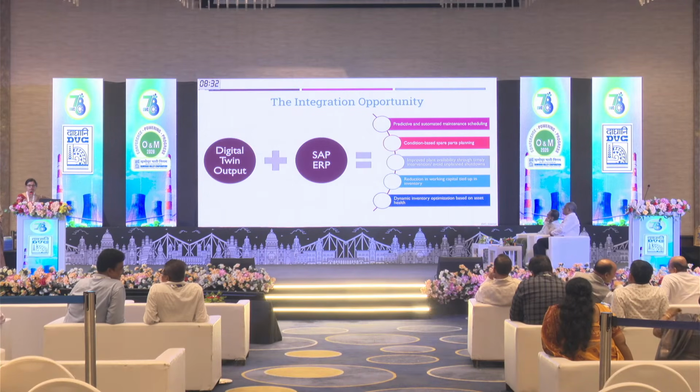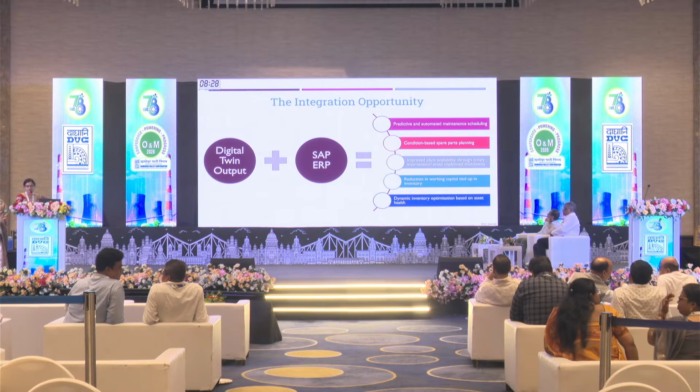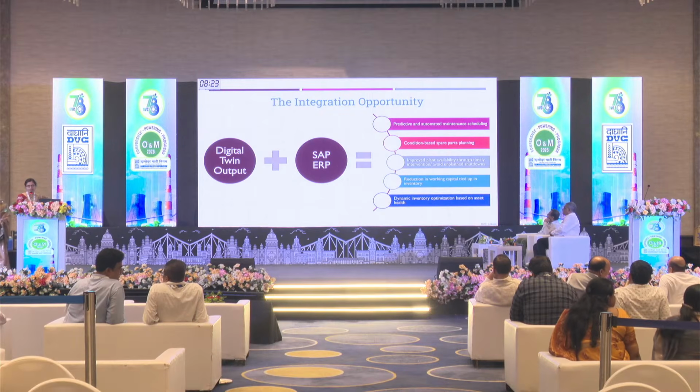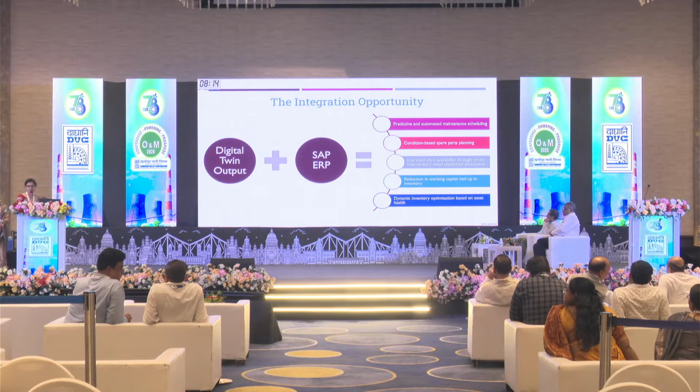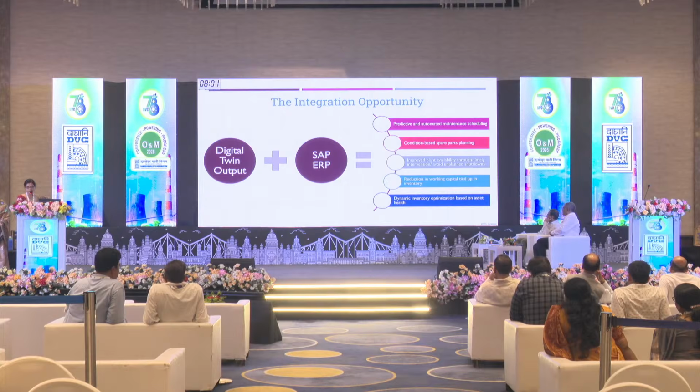From the digital twin, we get the real-time condition of the equipment, and it also predicts possible failures. When these outputs are integrated into the SAP PM and MM modules, it helps in predictive and automated maintenance scheduling, condition-based spare parts planning, improved plant availability through avoiding unplanned outages, reduction in working capital tied up in inventory, and dynamic inventory optimization based on asset health.